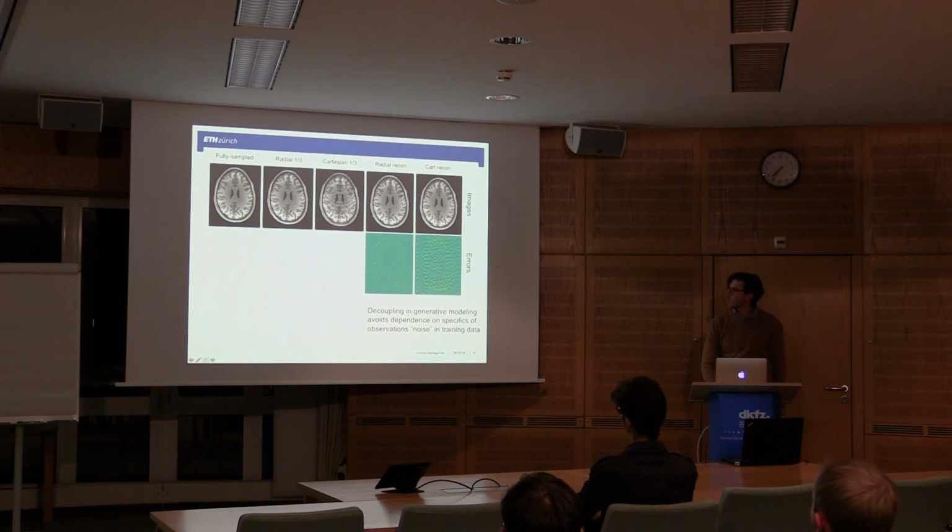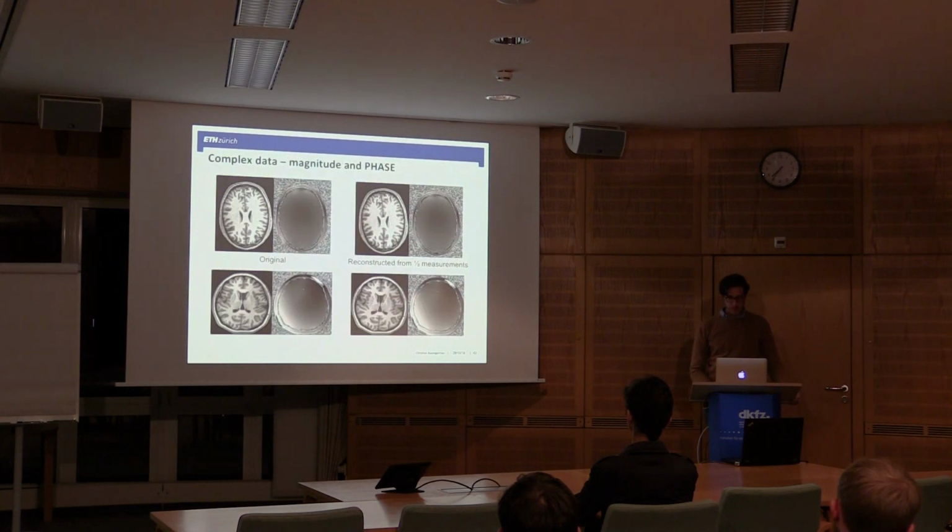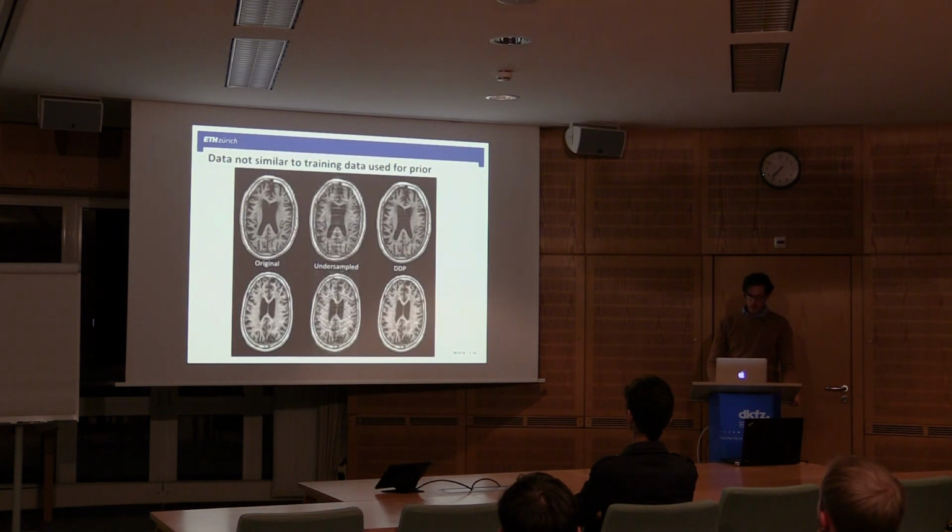And so this is what you get without correction, Cartesian and radial. And this is what you get after reconstruction with our method, and exactly the same method. You don't need to retrain anything. So you can see in both cases the reconstructions are quite nice. You can also do it with complex data.